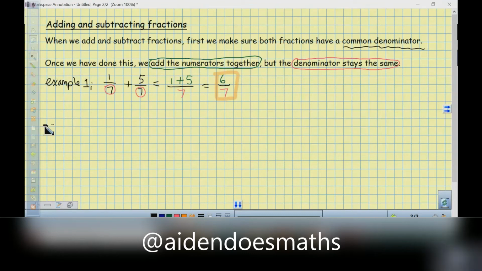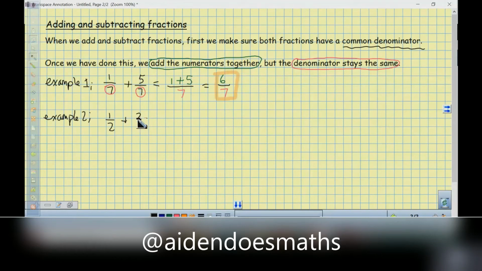Okay, so that was a straightforward example, but we need to be aware sometimes we don't need to do that first step where we change the denominators. Okay, sometimes the denominators are already the same for us. Let's try example 2. This one we will change some denominators. And I'll give you a chance to see if you can work out those denominators first.